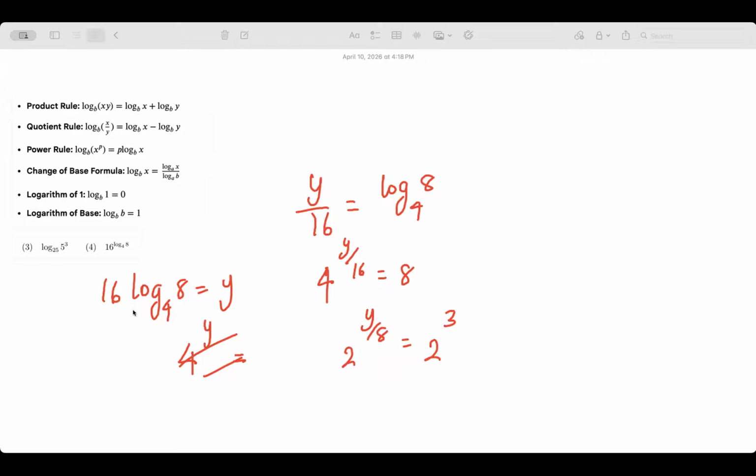How am I getting a different answer, guys? 16 log 8 base 4 equal to y. I took it as y by 16 equal to log 8 base 4. And then what did I do? 4 power of y by 16 will be equal to 8. 2 power of 2. So that gives you y by 8 will be equal to 2 power of 3. How did you all get it? I'm getting this. Where did I make a mistake?